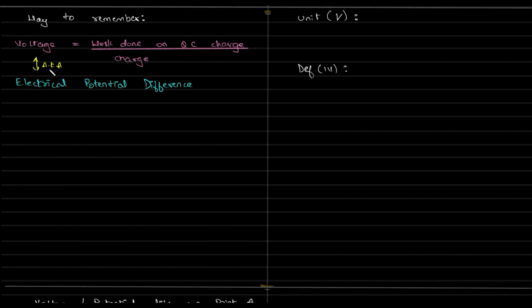I kind of missed out talking about this. Voltage and electrical potential difference are one and the same. They're different names, that's it. I think I missed out this clearly and I should have mentioned it. My bad. So please keep this in mind.